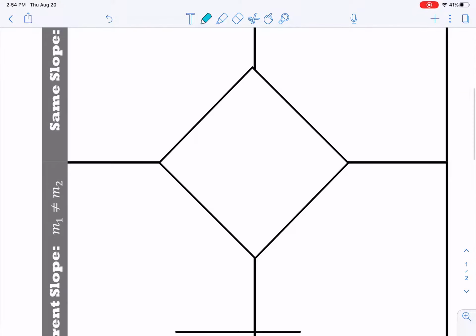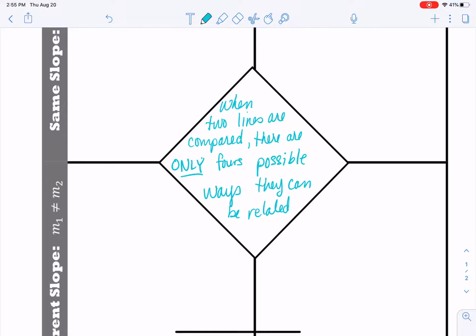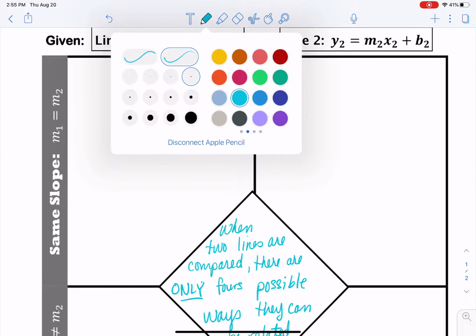So we're going to start with the idea that when two lines are compared, this is in the middle, there are only four possible ways they can be related. So the first one is parallel.